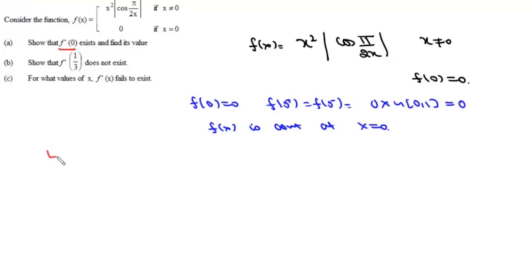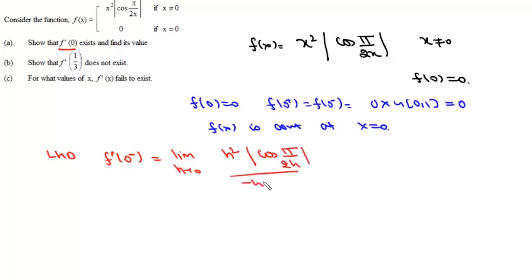Now we need to find f'(0). So first we'll find its left hand derivative. Now the left hand derivative f'(0-) will be this limit h tends to 0, h square mod cos(pi upon 2h) upon minus h. Now this h will cancel once. Now this is again 0 into cos infinite, and it will be 0.